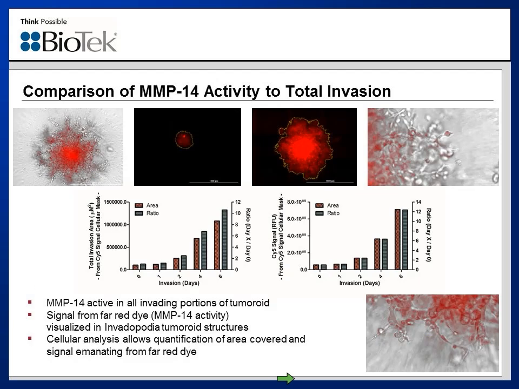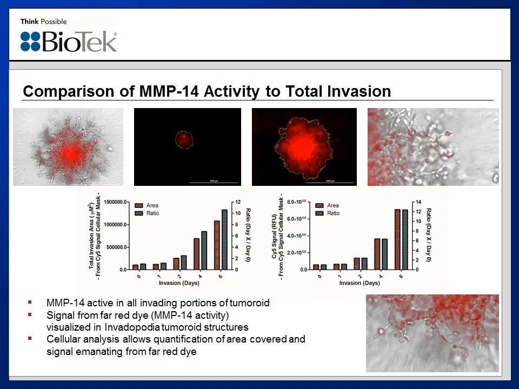We can also perform cellular analysis using the Cy5 signal from the dye, and as you can see here with both the images and the graphs that I'm showing on this slide, the object masks are drawn in a manner similar to what I explained previously. So again, you're not using GFP or bright field signal, but actually using specifically the Cy5 signal to have Gen5 draw the object masks around the parts of the tumoroid structure meeting the analysis criteria.